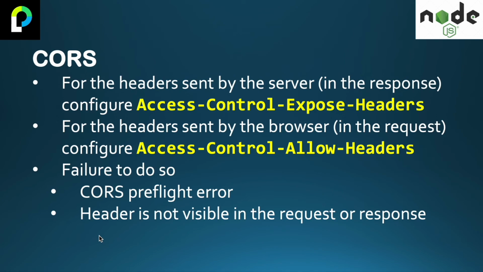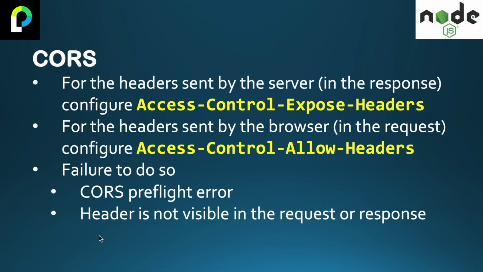So an important thing to keep in mind, and these are errors that come very frequently and you need to handle it. For the header sent by the server, what Node is sending, in the response, we need to configure access control expose headers. So if the server in the response is sending a header field, configure it here. For the headers sent by the browser or the client in the request, in our HTTP service where we are sending it, configure access control allow headers.